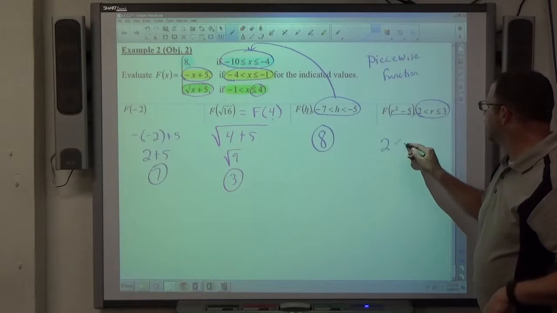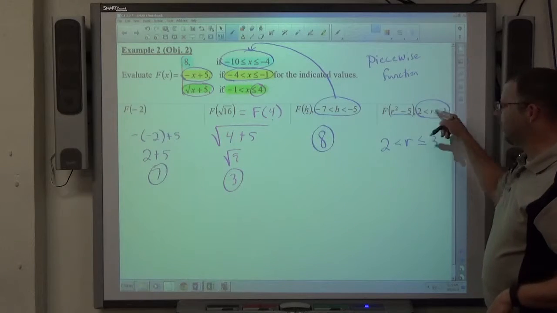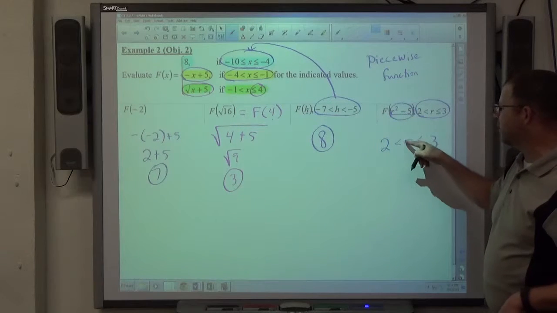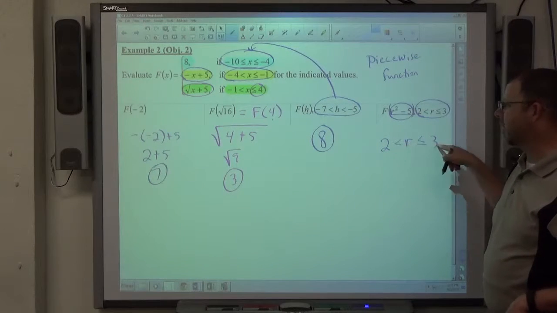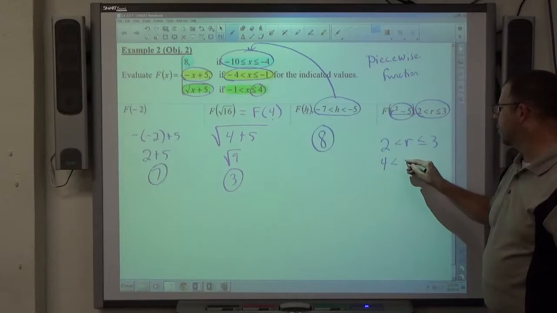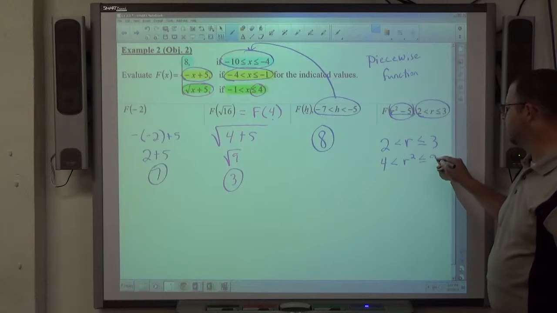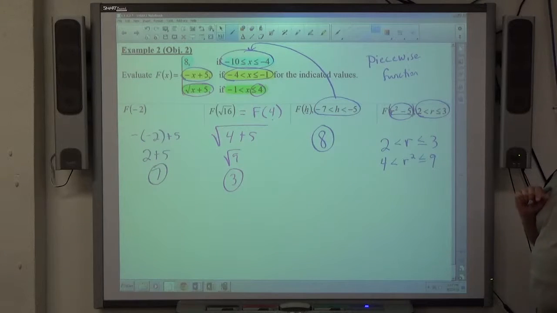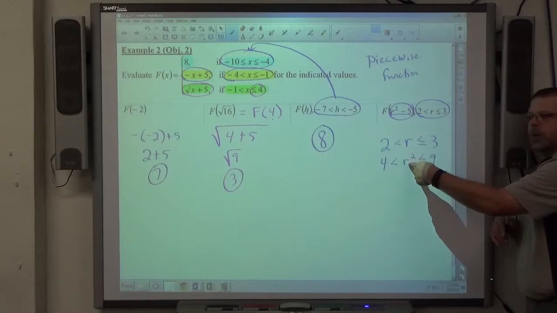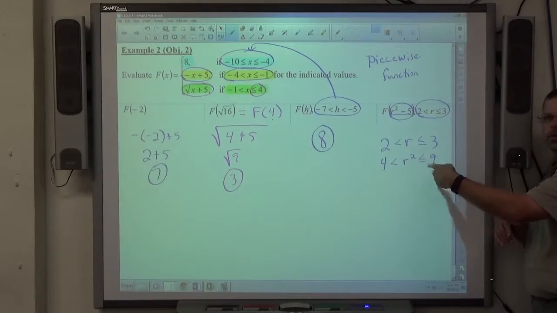2 is less than r is less than or equal to 3 is my interval for r, right? Yep. I want to construct this thing out of this middle here. I'm going to start by squaring everything to make r squared happen. So 2 squared is 4, r squared is r squared, 3 squared is 9. The inequality stays true here because if r is between 2 and 3, its square should be between 2 squared and 3 squared, right?